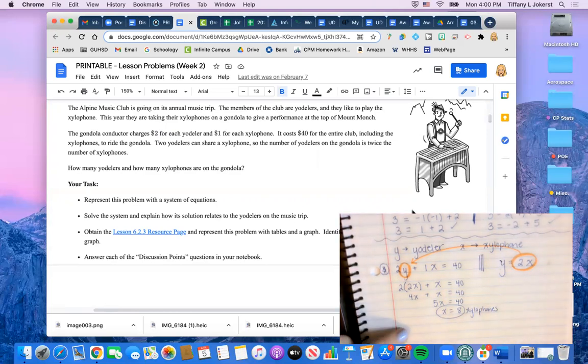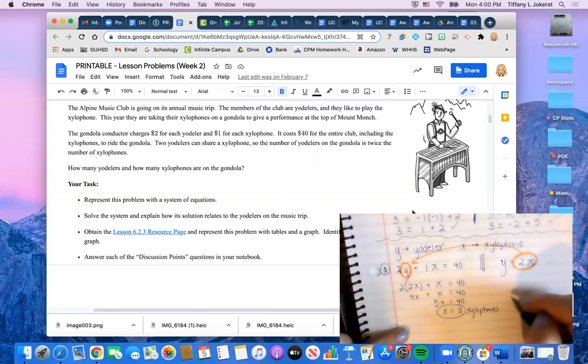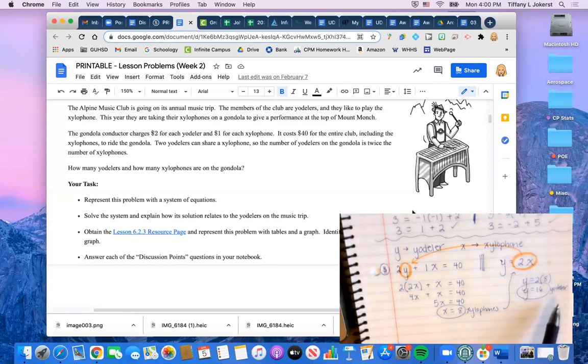Now I need to know how many yodelers there are. All you do is plug in 8 to one of your equations. You could plug it in there, you could plug it in here. I'm going to plug it into this one because it just seems easier. So y is equal to 2 times 8. So I should have 16 yodelers, which makes sense because there are twice as many yodelers as there are xylophones.